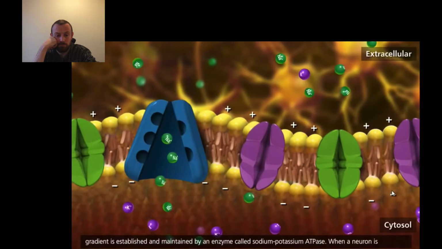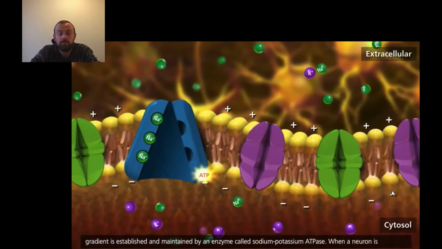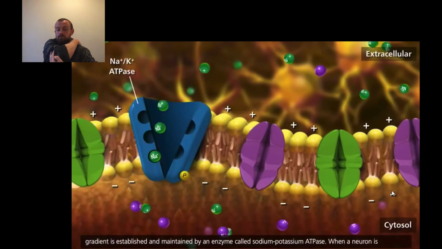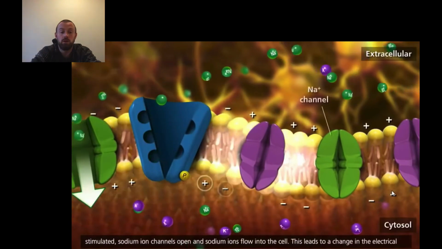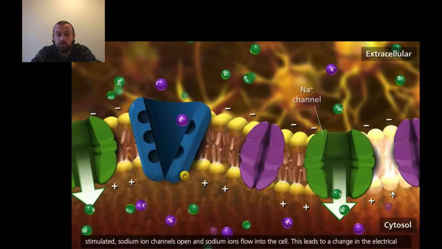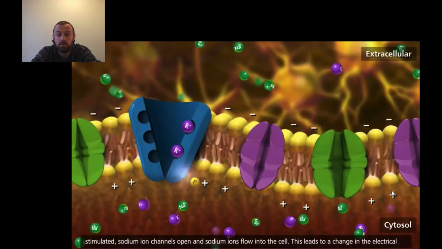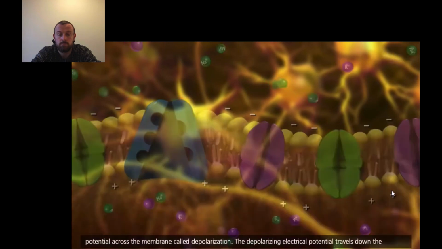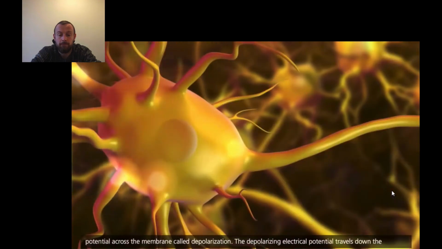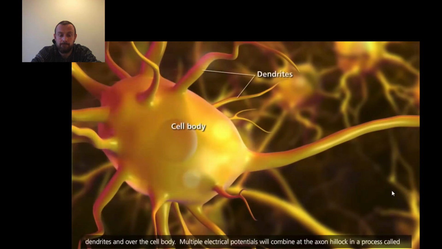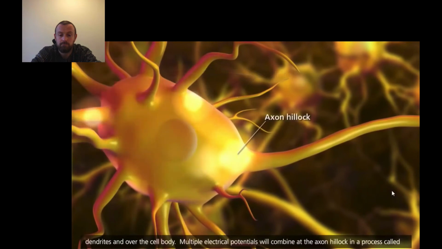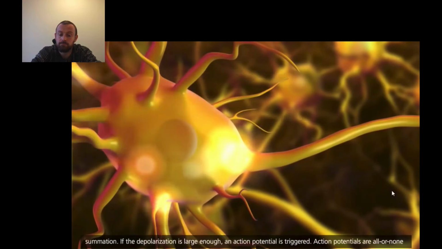The electrochemical gradient is established and maintained by an enzyme called sodium-potassium ATPase. When a neuron is stimulated, sodium ion channels open and sodium ions flow into the cell. This leads to a change in the electrical potential across the membrane called depolarization. The depolarizing electrical potential travels down the dendrites and over the cell body. Multiple electrical potentials will combine at the axon hillock in a process called summation.